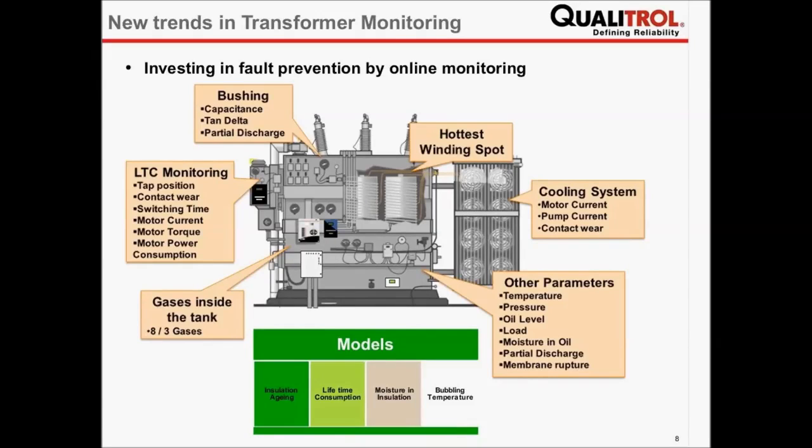Apart from these parameters, there is a need to have models that can provide assessment of insulation aging, lifetime consumption, moisture in insulation, and bubbling temperature. So these are the kinds of parameters utilities are looking to monitor, and they are looking for a transformer monitoring system to have continuous monitoring of these parameters and have these models built into the system.